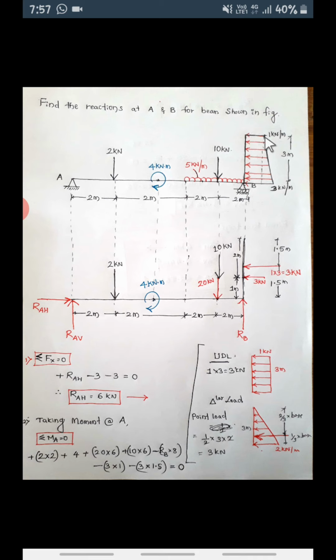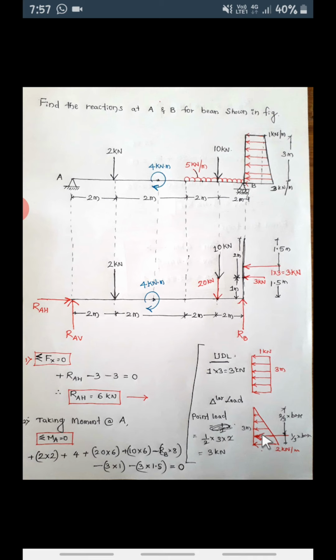What is remaining here now? Intensity 0. Here the load is 0. And what is here now? This is how much? Total was 3. Total load intensity was 3. Out of 3 you have already taken this much. This is 1 we have taken. What is remaining now? 2. So this will be 2.